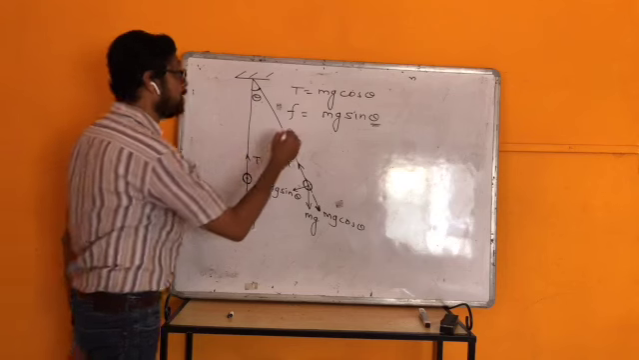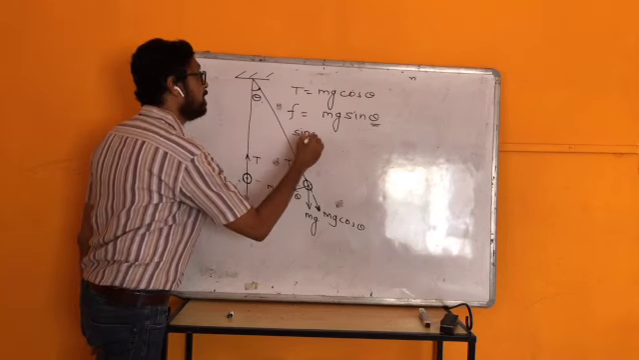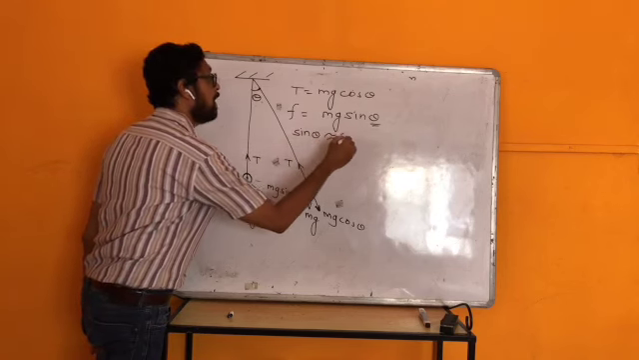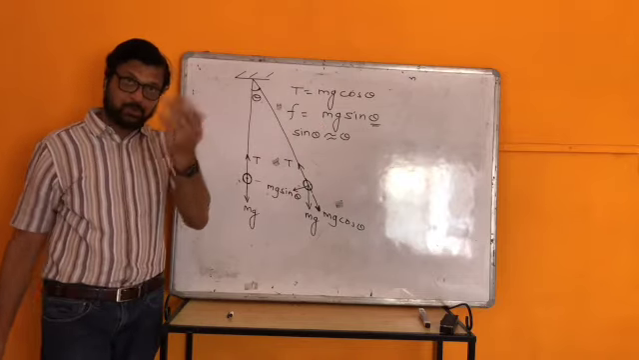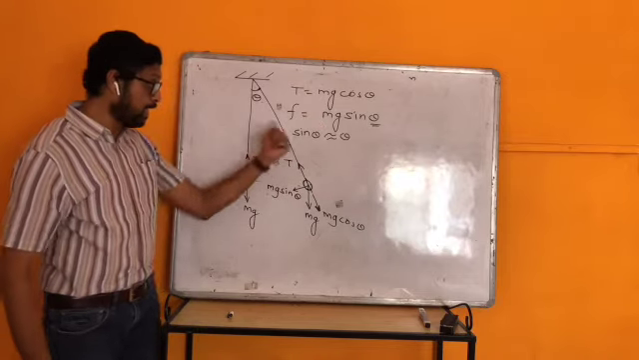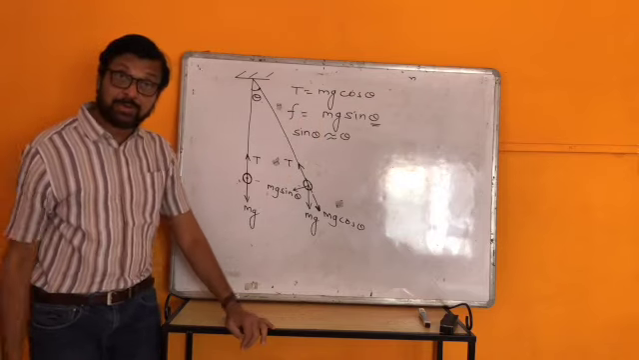And if theta is very small, in that case, sine theta is approximately equal to theta. You know this, we have done that before. So when theta is very small, sine theta is equal to theta.